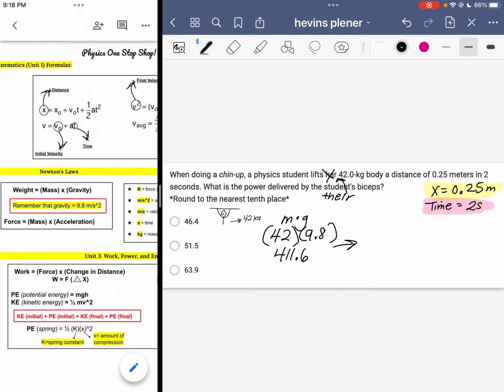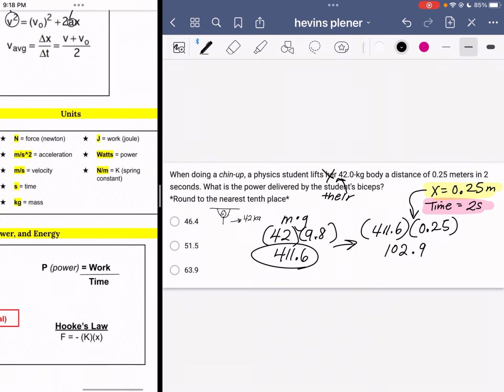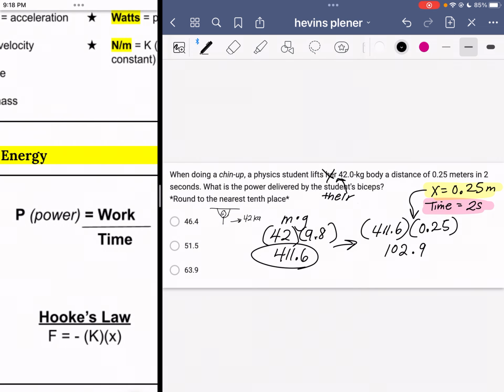And work is force times change of distance. So 411.6 times our distance, 0.25. Hey Siri, what's 411.6 times 0.25? 411.6 times 0.25 is 102.9. Perfect. So then, step 3, our final step, to find power, we have to do work over time.